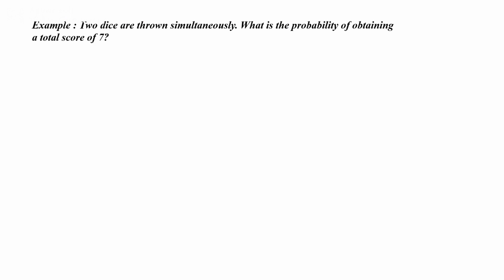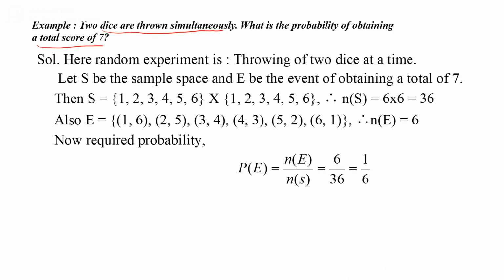One more example: two dice are thrown simultaneously. What is the probability of obtaining a total score of 7? As you know, when you throw two dice, what is the sample space? Here the sample space is S, and we let E be the event of obtaining a total score of 7.